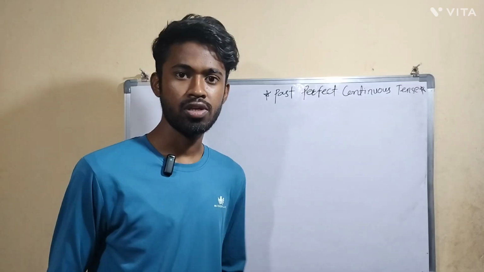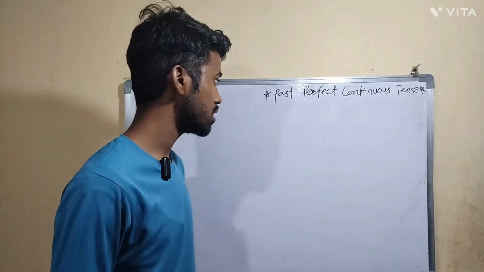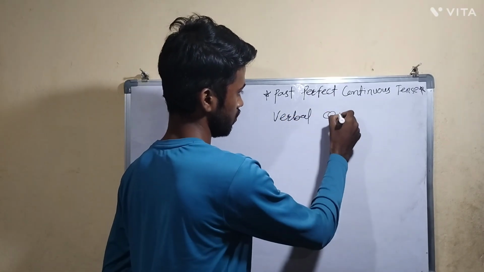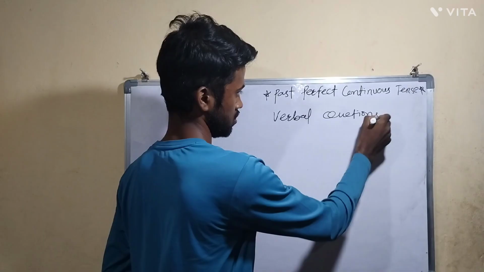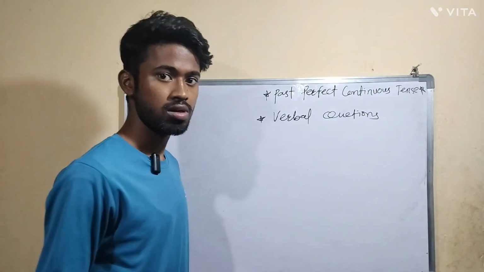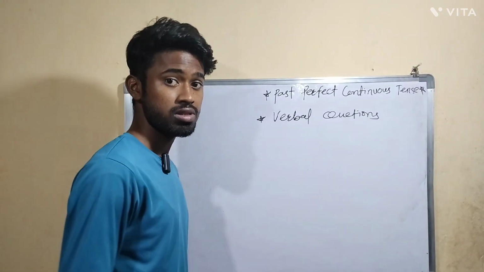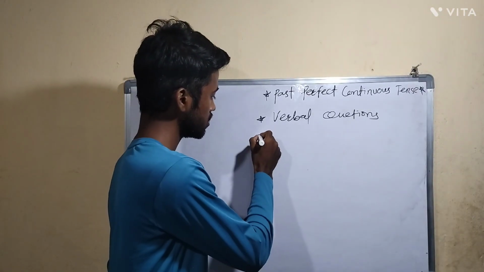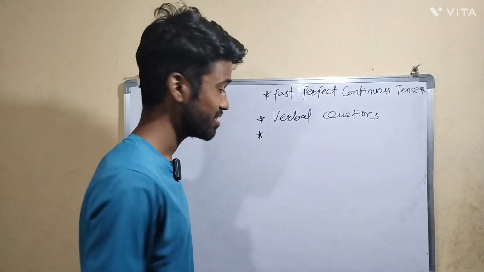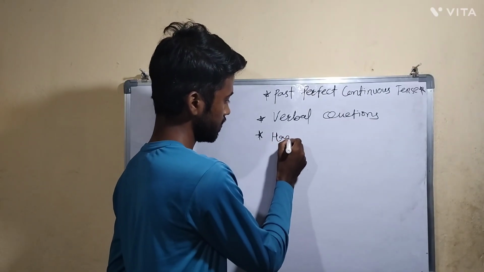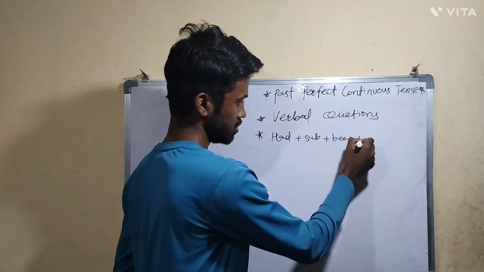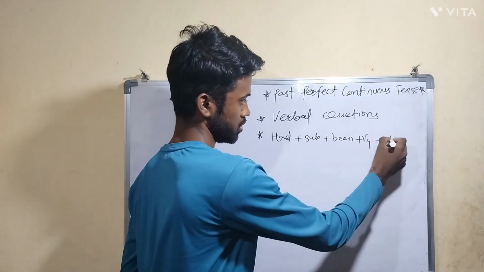Okay, now we have completed positive sentence structure and negative sentence structure. Now we will see the verbal questions. So now tell me, what is meant by verbal questions? What is the definition of verbal questions? The questions which start with a helping verb. Now what is the helping verb here? Had plus subject plus been plus fourth form of verb plus object.